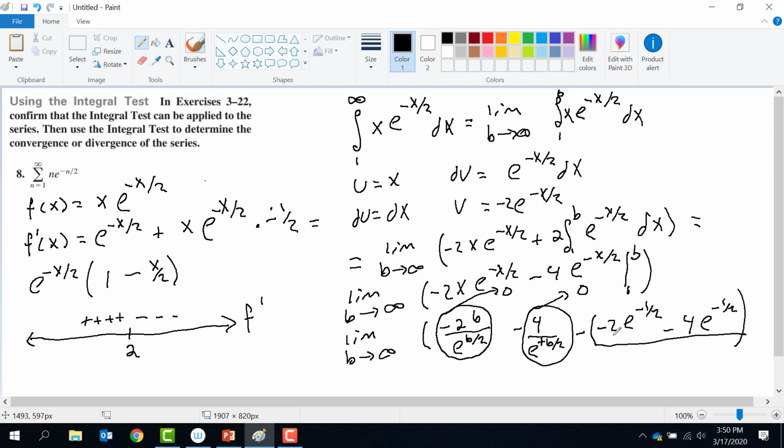And so these are like terms. So this is 6 e to the negative 1/2. And so that's what that equals. Therefore, this integral converges. And then therefore, the series converges by the integral test.